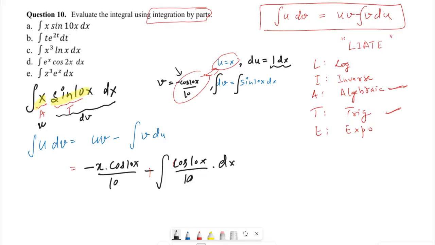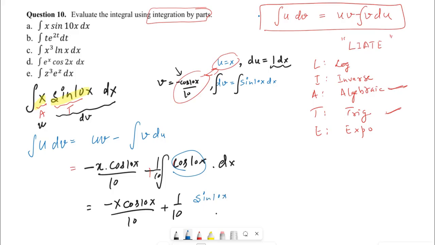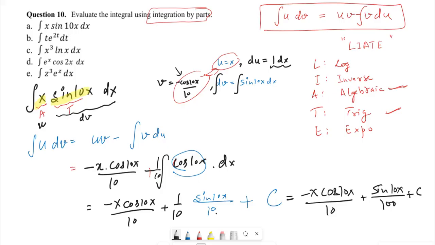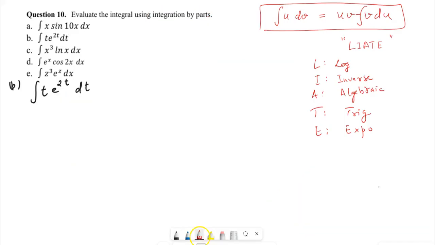Okay. So this is negative x cosine 10x by 10 plus this 1 by 10 I can just write outside because that is the constant. So 1 by 10, the integral of cosine 10x is sine 10x by 10 plus c. So your final answer, negative x cosine 10x by 10 plus sine 10x by 100 plus c. That is your answer of the integral. Let's work on the next one.